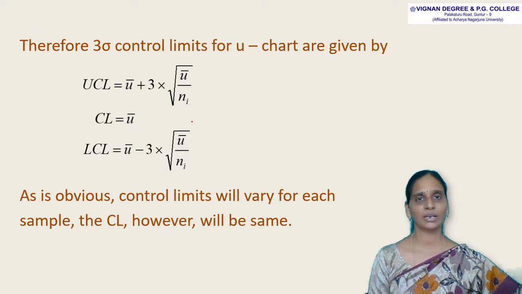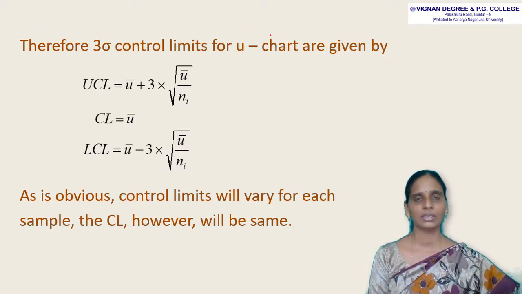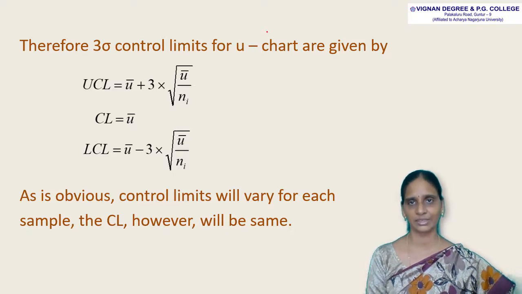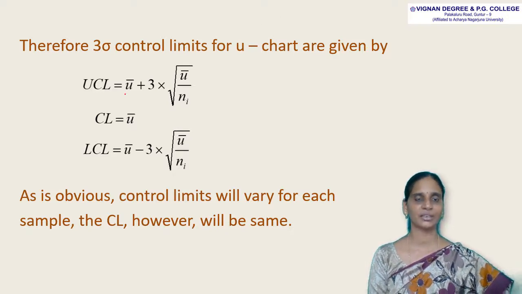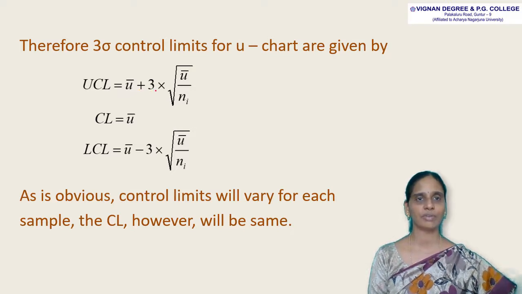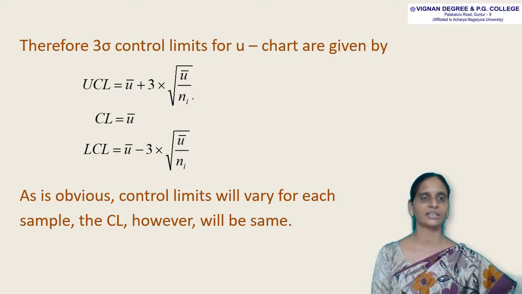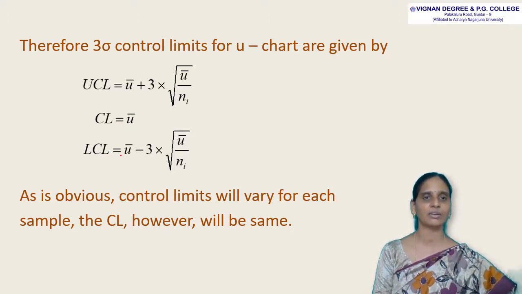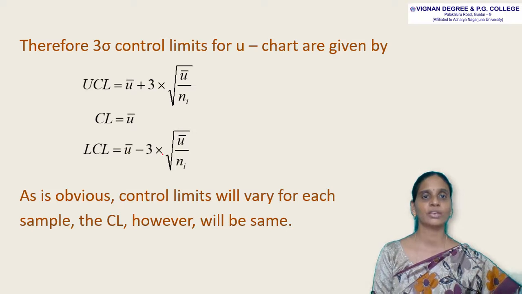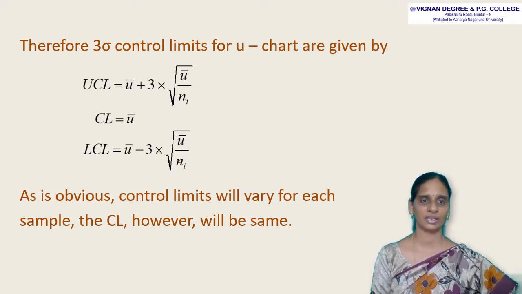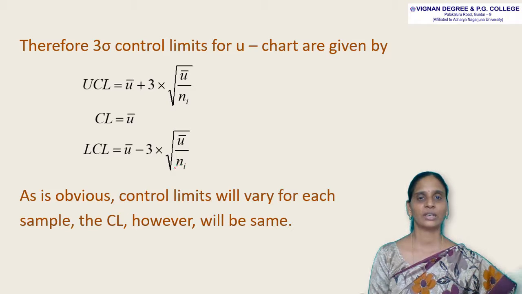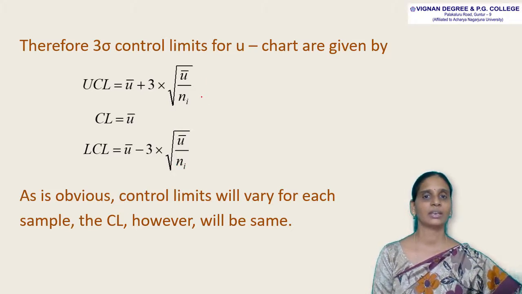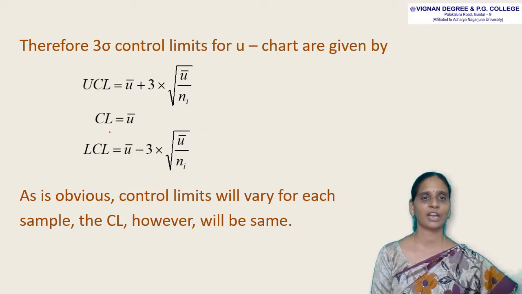Therefore, the 3 sigma control limits for the U chart or C chart for varying sample sizes are given by UCL equal to U bar plus 3 into square root of U bar by ni, and the central line CL equal to U bar. Lower control limit LCL is equal to U bar minus 3 into square root of U bar divided by ni. So the control limits will vary for each sample. The CL, however, will be the same value. So that is a straight line.